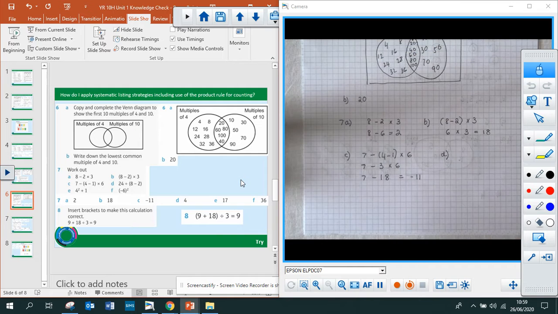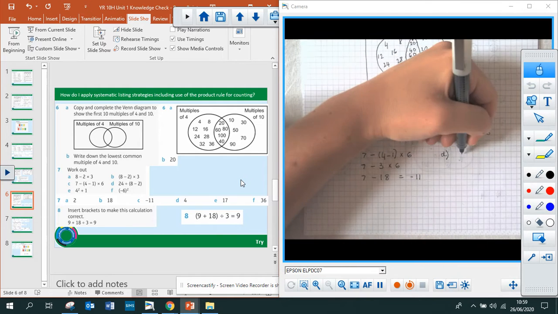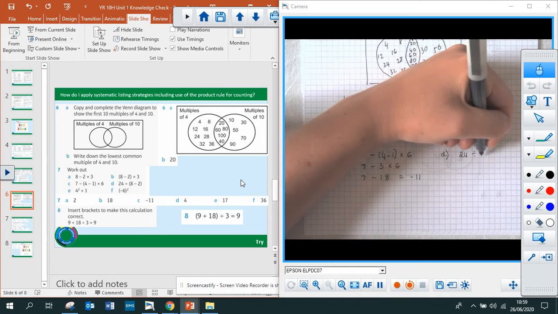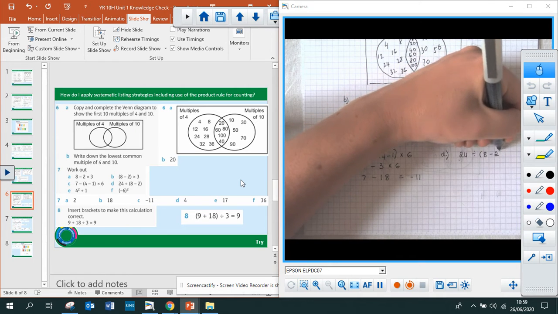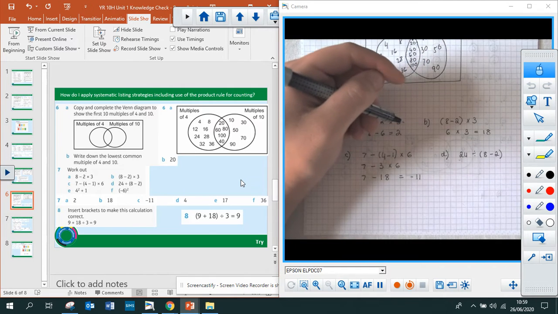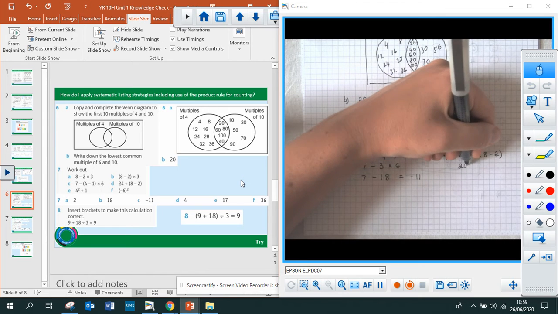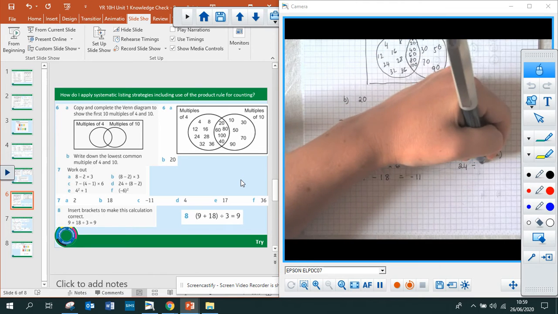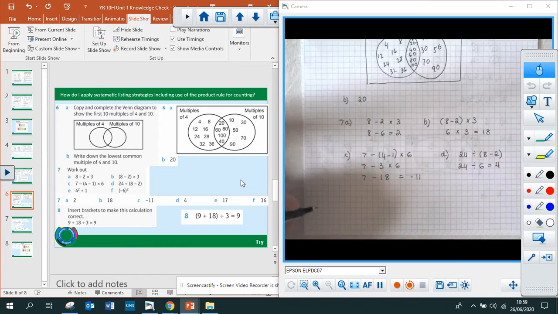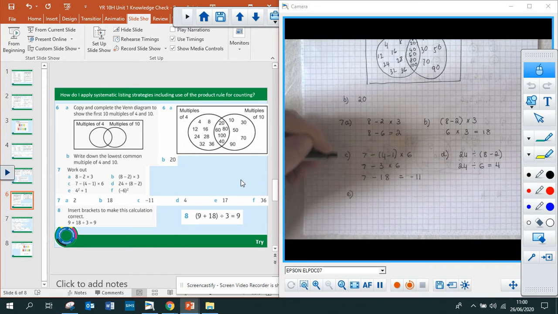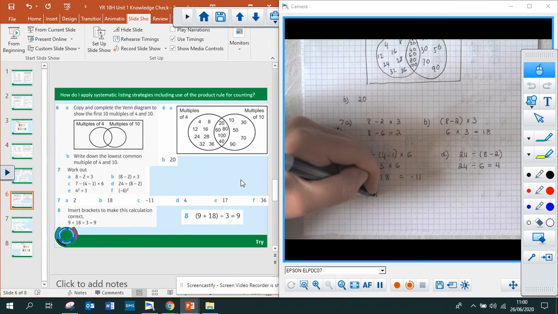D, 24 divided by bracket 8 subtract 2. So I do my brackets first. 8 subtract 2 is 6. I'm doing 24 divided by 6, which is 4. Part E, 4 squared plus 1.